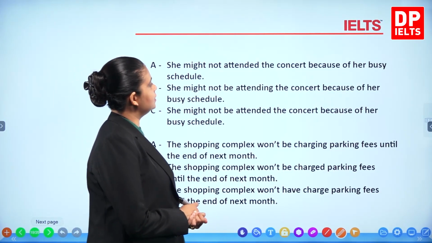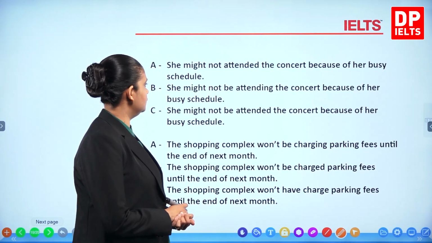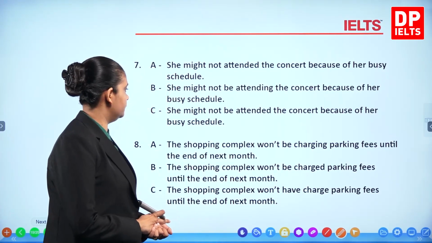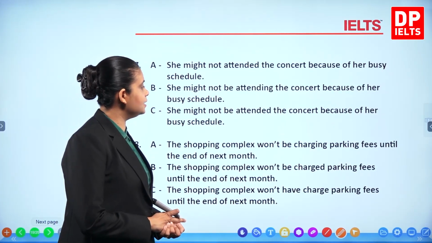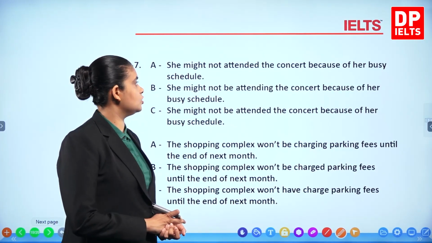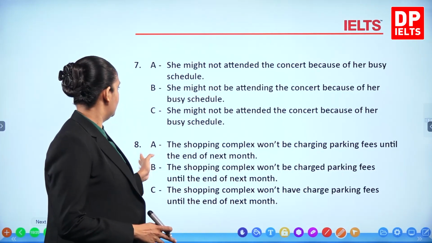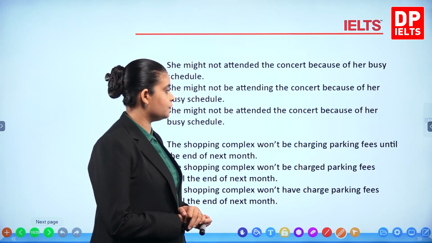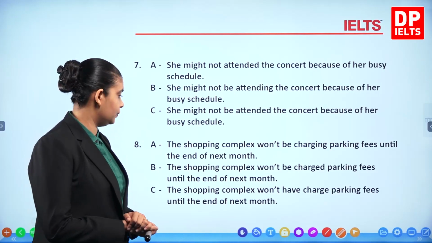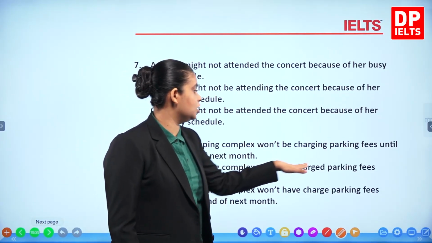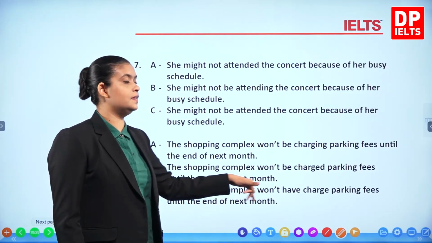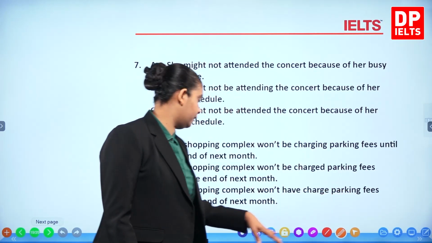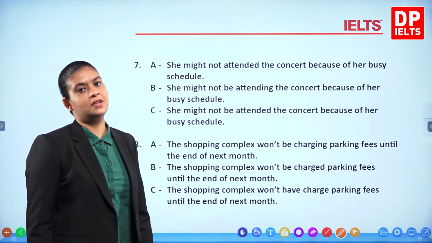She might not attended the concert because of a busy schedule. She might not be attending the concert because of her busy schedule. She might not be attended the concert because of her busy schedule. The next one. The shopping complex won't be charging parking fees until the end of next month. The shopping complex won't be charged parking fees until the end of next month. The shopping complex won't have charged parking fees until the end of next month.